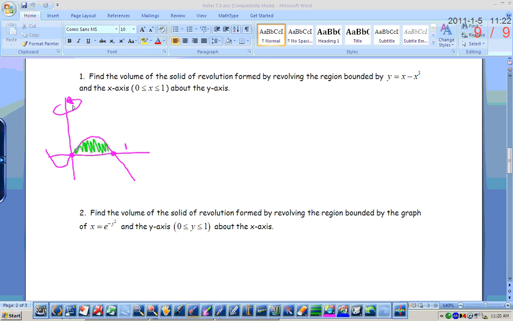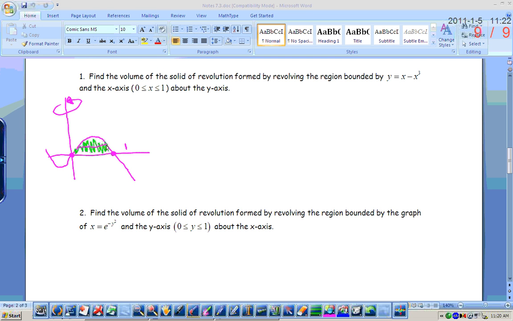So we're revolving it around that. If we were doing the disk or washer method, your rectangle has to be perpendicular to the axis of revolution. So the rectangle would have to be right there. And the length of that rectangle would be the right side minus the left side. But what do I have to do to the equation when I have a horizontal rectangle? Solve for x and put it in terms of y. Can anyone think of an effective way to solve that equation for x? It's impossible. You can't do it.